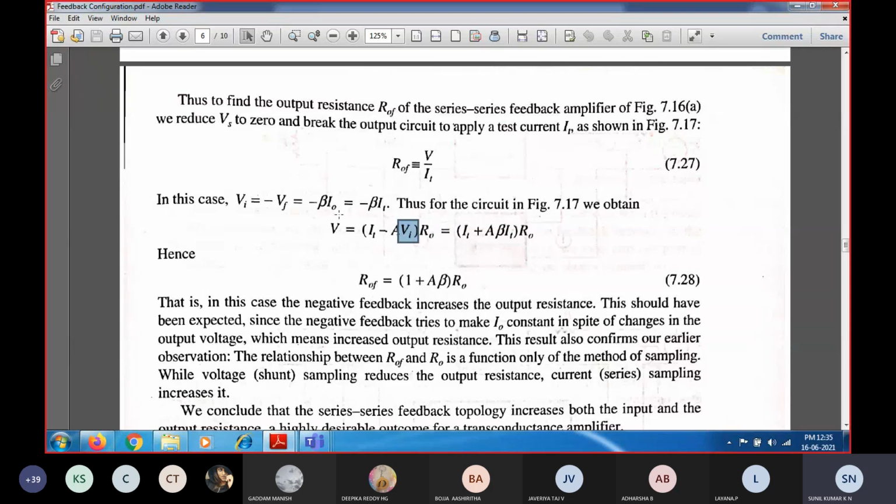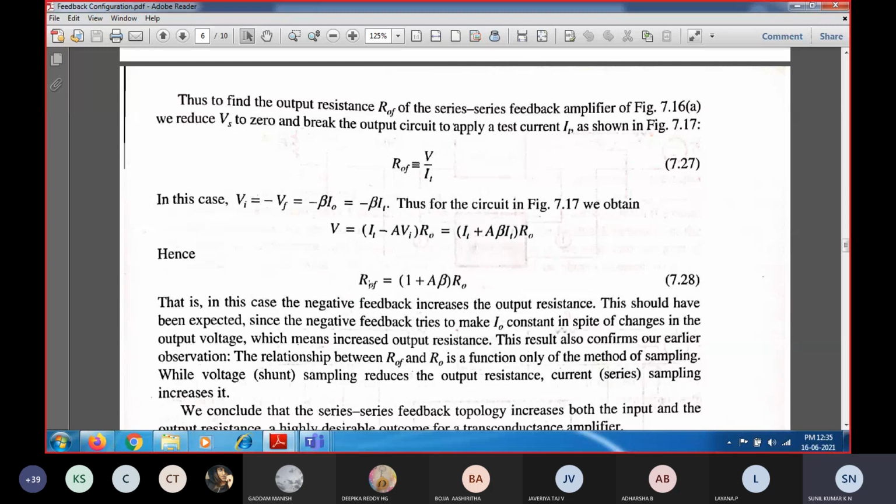I can substitute as minus beta times of It. So I'll be getting It plus A times beta into It. So in this It I can take it as common. So if I substitute in the value of V, It will get cancelled, and it will result in 1 plus A beta times of R naught. So this is the resistance with feedback. So output resistance with feedback is now equal to 1 plus A beta times of R naught.